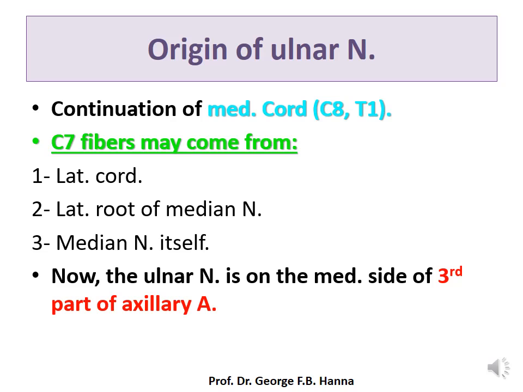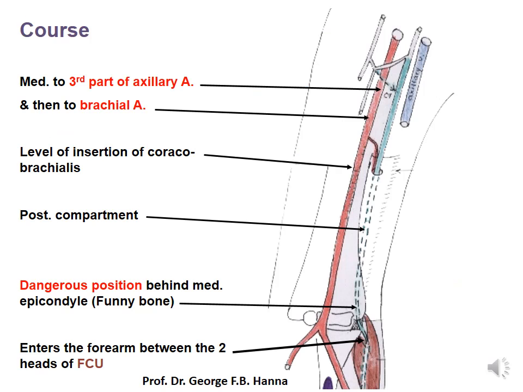Now this is the summary of what I just mentioned, and let us go back to the course. Now let me repeat again. I'm on the medial side of the third part of axillary artery, medial side of brachial artery, till the level of insertion of coracobrachialis. The ulnar nerve with the superior ulnar collateral artery pierces the medial intermuscular septum in order to be in the posterior compartment. They are represented by these dashed lines, and they stay this way till the elbow.